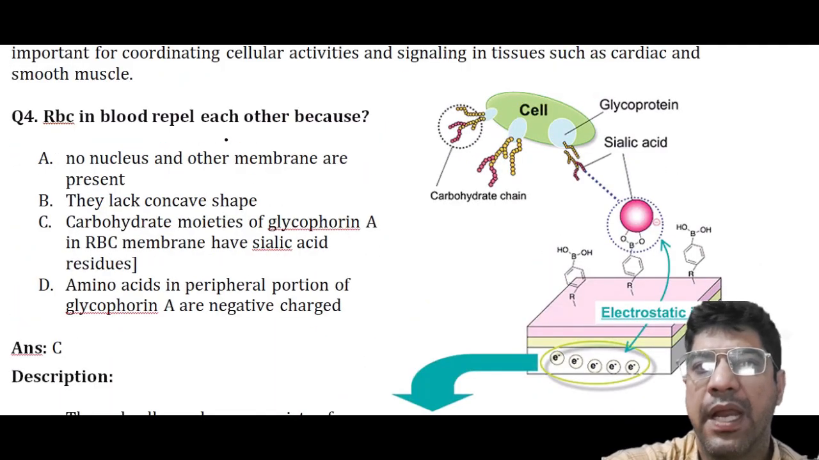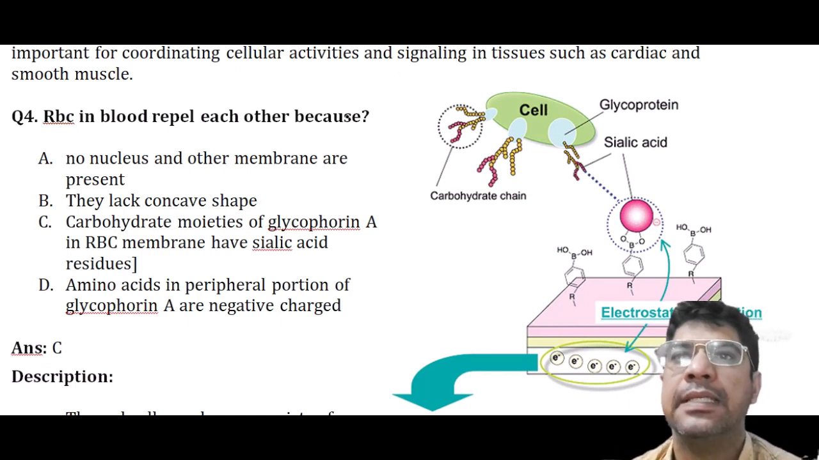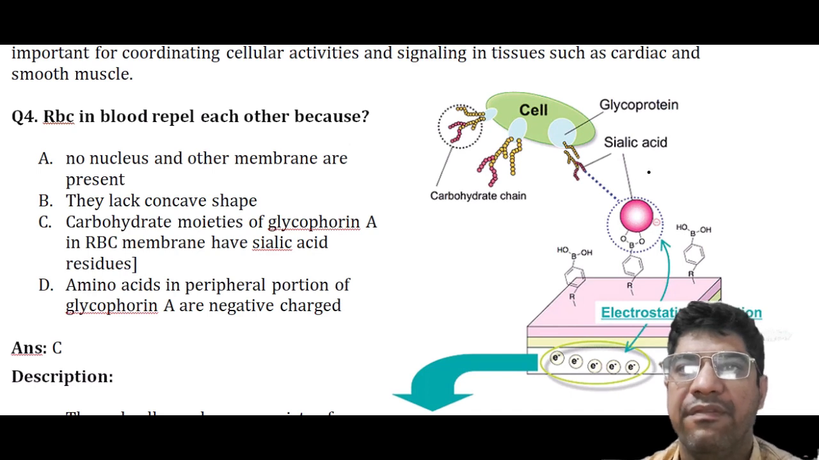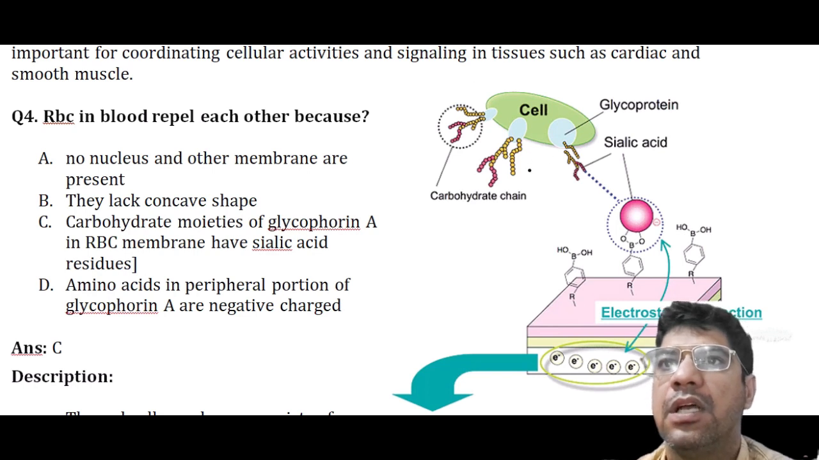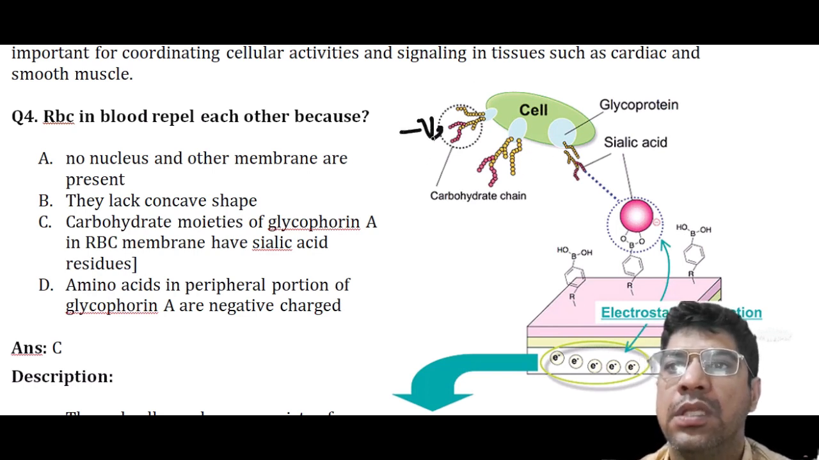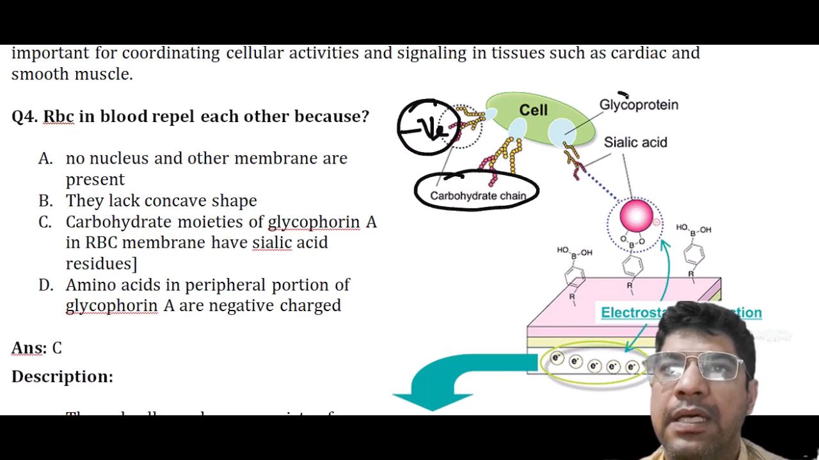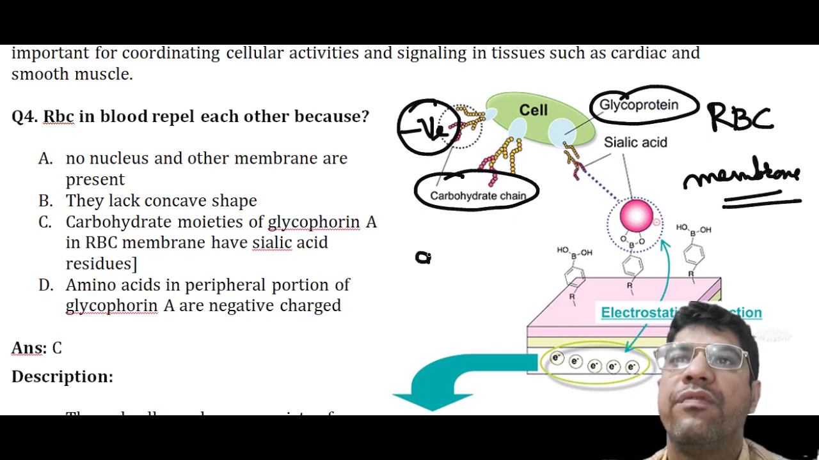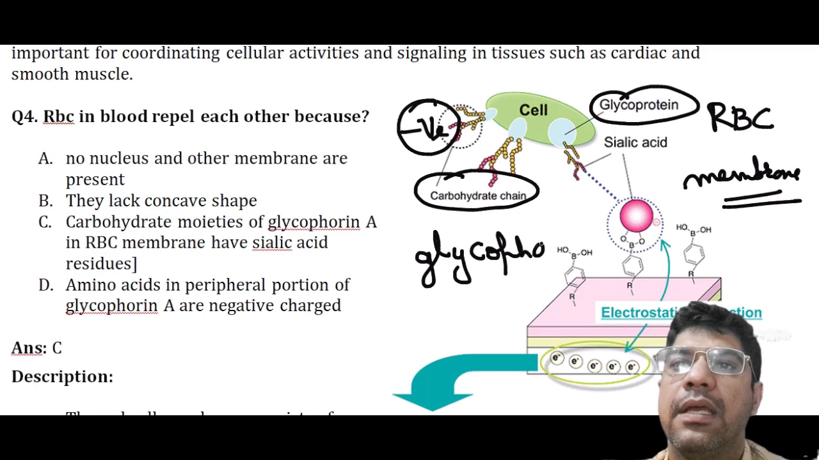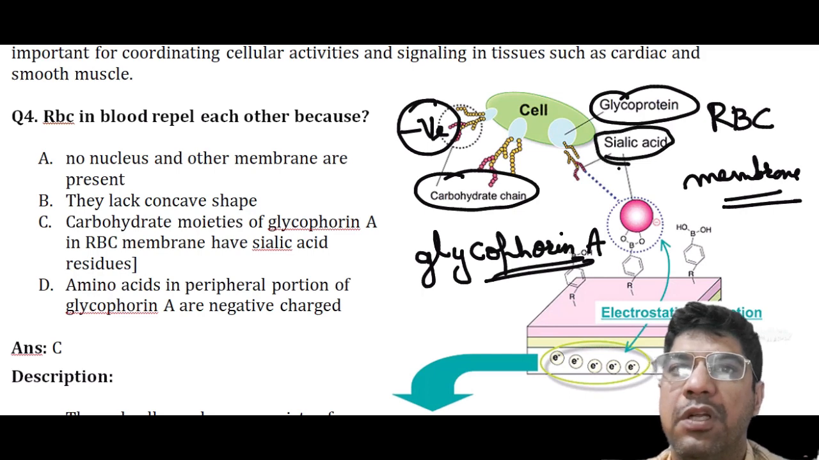It was asked in one of your AIIMS examinations. RBCs in the blood repel each other. Well, the repulsion of the red blood cells is due to the negative charge. The negative charge is on the carbohydrate moiety of the glycoprotein in the RBC membrane, particularly the glycophorin A, that is heavily modified by sialic acid residues.